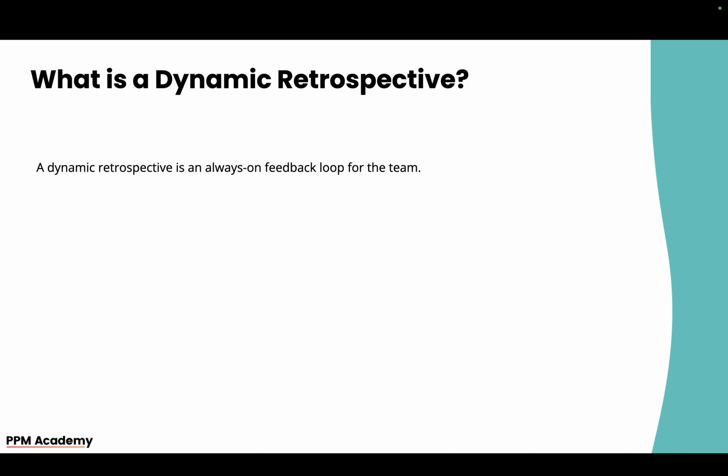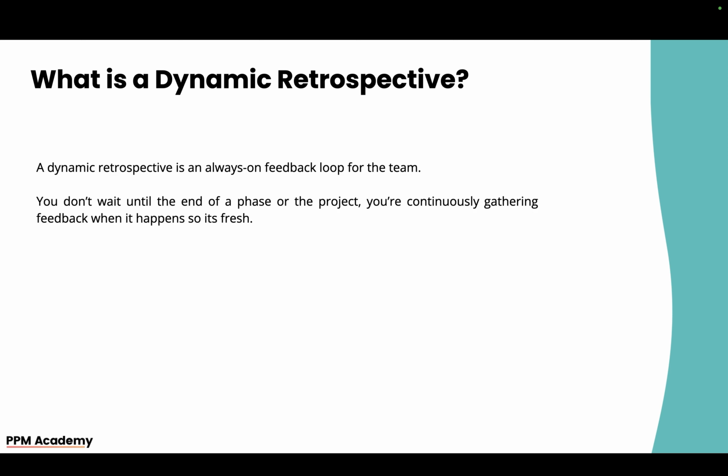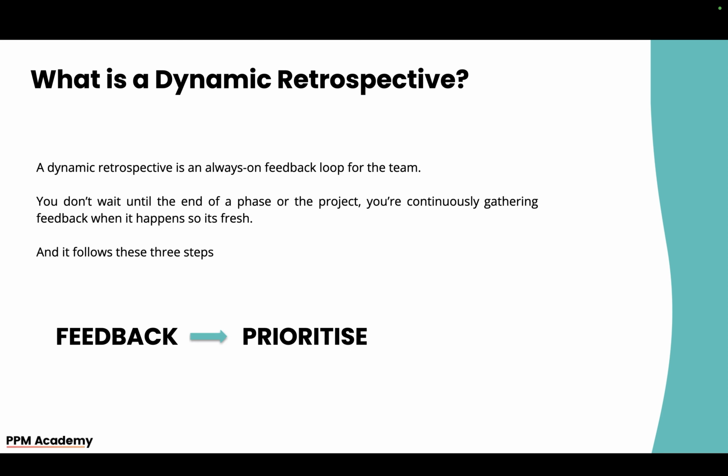A dynamic retrospective is an always-on feedback loop for the team. You don't wait until the end of a phase or a project; you're continuously gathering feedback when it happens, so it's nice and fresh and in some cases more actionable for the team. And it follows these three simple steps. You get the feedback, you prioritize it, and then you take action.